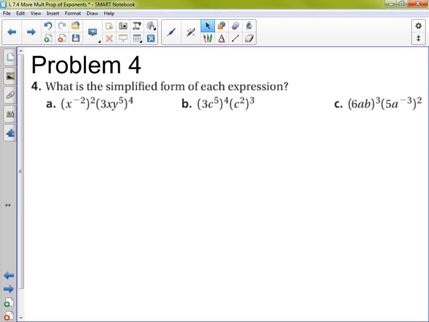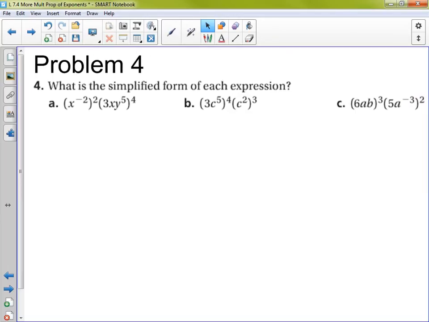Okay, problem 4 is a combination of everything that you've done so far. We're going to have some powers raised. Some of them are a power of a power, some of them are a product of a power, and you're going to multiply all of them together. This is where people start to get a little freaky. So if you just take it slow and one step at a time, you should be fine.